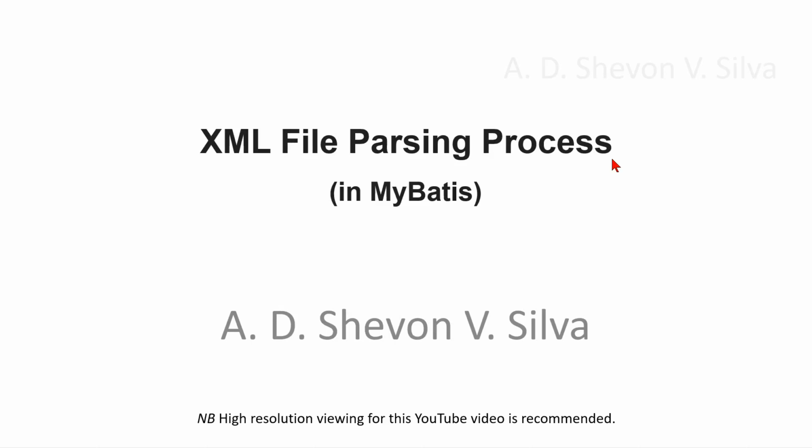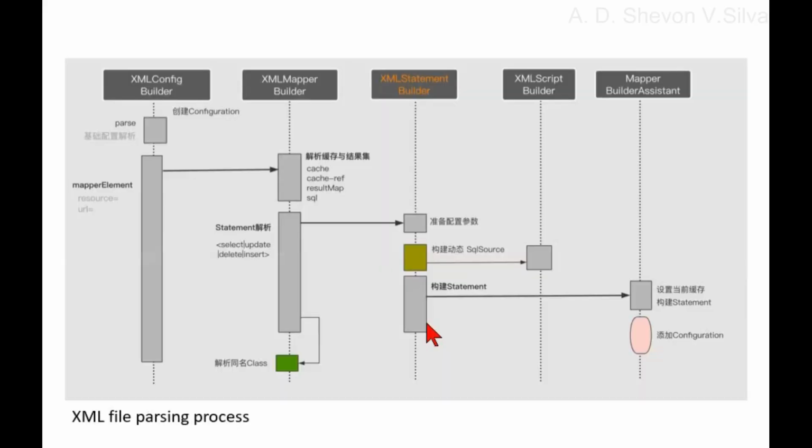XML file parsing process in MyBatis. Here you can see the XML file analysis process. The overall analysis process starts with XML config builder, and then gradually analyzes inward until all nodes are analyzed. We can understand the overall analysis process through a mapped statement analysis process.